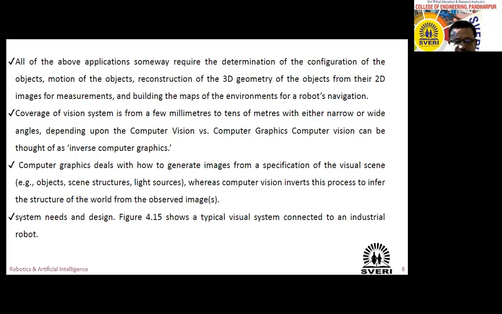Computer vision versus computer graphics. Computer vision can be thought of as inverse computer graphics. Computer graphics deals with how to generate images from a specification of the visual scene, for example, objects, scene structures, and light sources, whereas computer vision inverts this process to infer the structure of the world from the observed images.